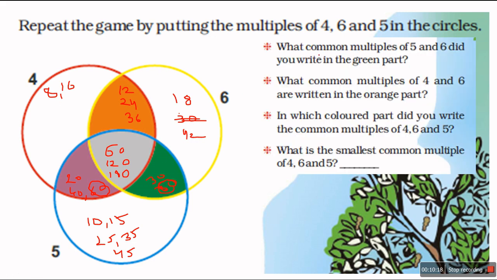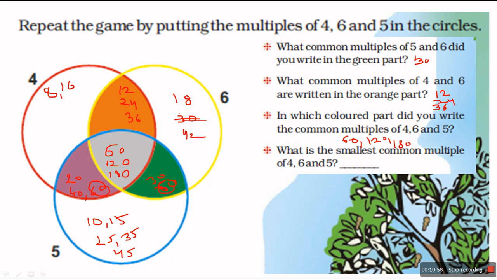Now see the questions. What common multiples of 5 and 6 did you write in the green part? In the green part, I have written 30 only. Common multiples of 4 and 6: 12, 24, 36. Common multiples of 4, 6 and 5: 60, 120, 180.